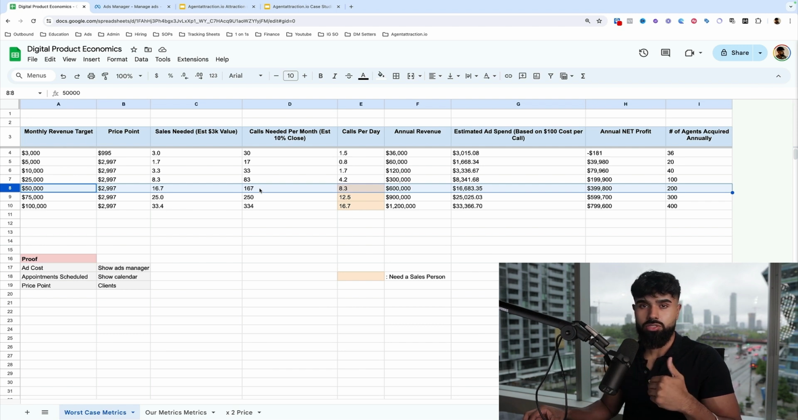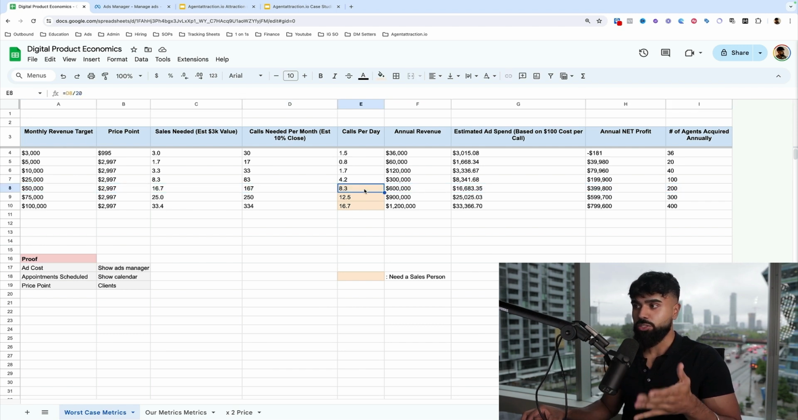You definitely want to be striving for above a 20% closing rate. You would need to take about 8 calls per day. Now, this is where I also made a note here that if you're looking to take 8 or more calls per day, you will likely need a salesperson or a team member to help you with that. At the end of the year, you can make about $600,000 in revenue.